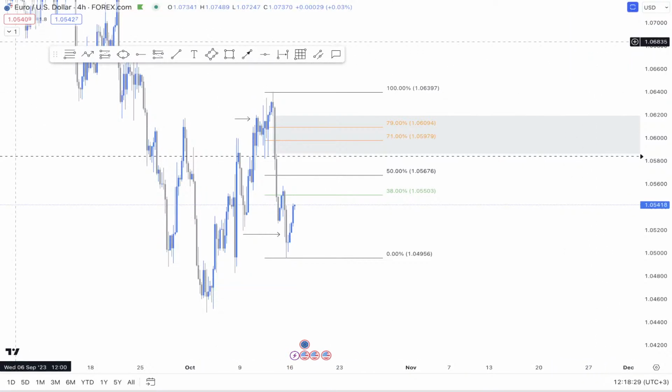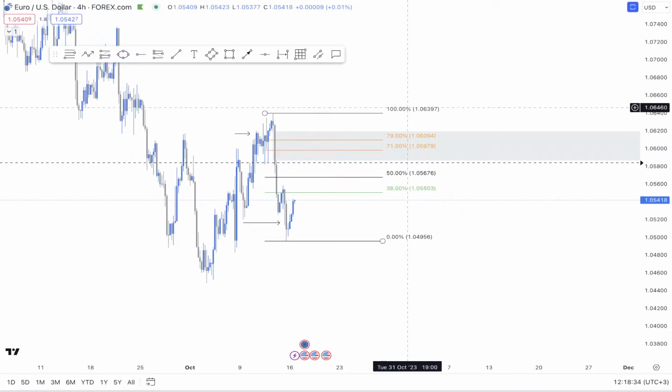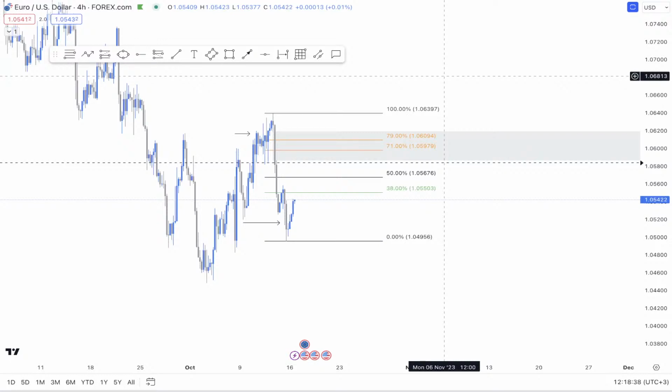And now all that's left is for us to see a corrective pullback in order to pull the trigger on this setup. Okay, so that being said, this pretty much ends today's Forex analysis. As always, let us know in the Discord if there are any questions.